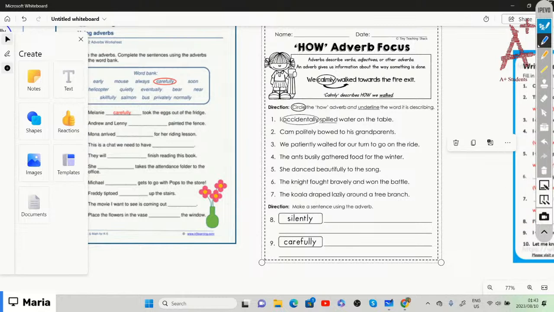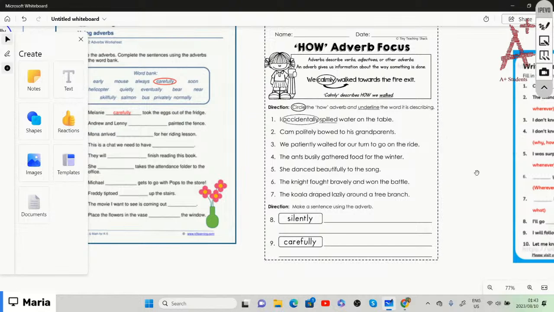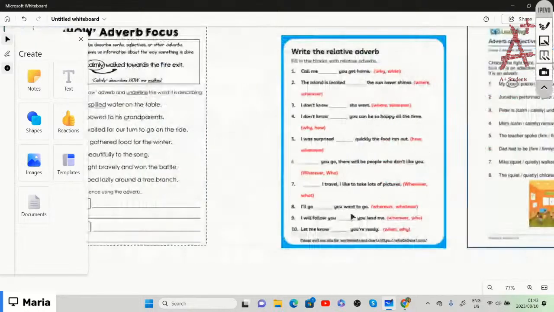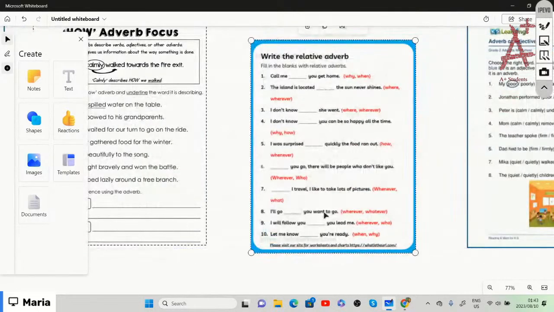All right, now we're going on to relative adverbs, right? So this is probably going to be our last one. Here it says that we need to fill in the blanks with the relative adverbs, and we're going to choose the correct adverb within the bracket, and then write it within the correct sentence, right?